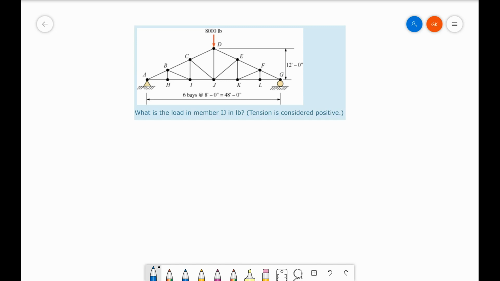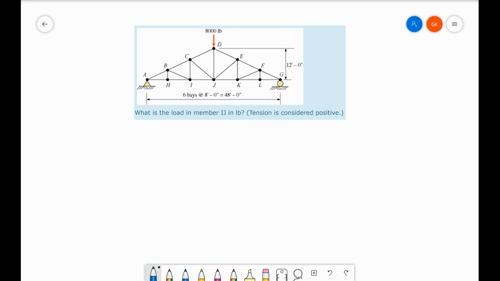Hello everyone, welcome back. Today I'm going to be going over an example of how to use method of sections to solve a problem. So this is from one of your group quizzes, and it said, what is the load in member ij in pounds? Okay, so ij is right here, and we can solve this. So let's get to it.